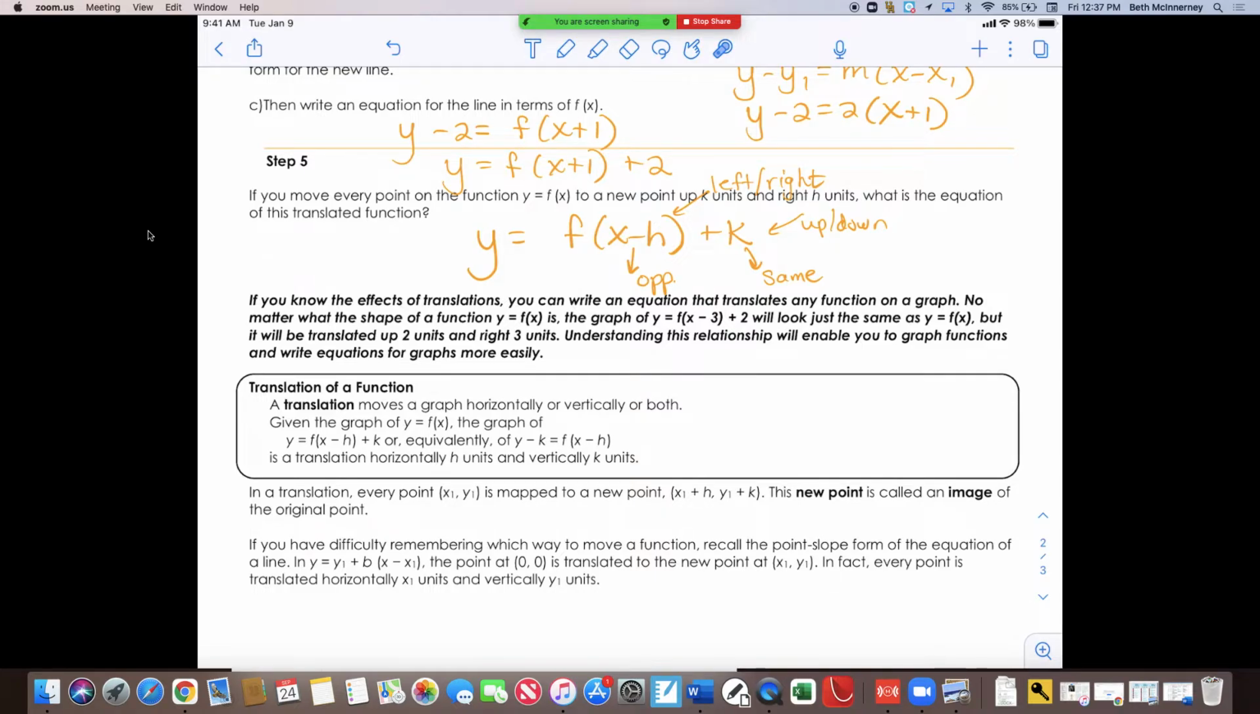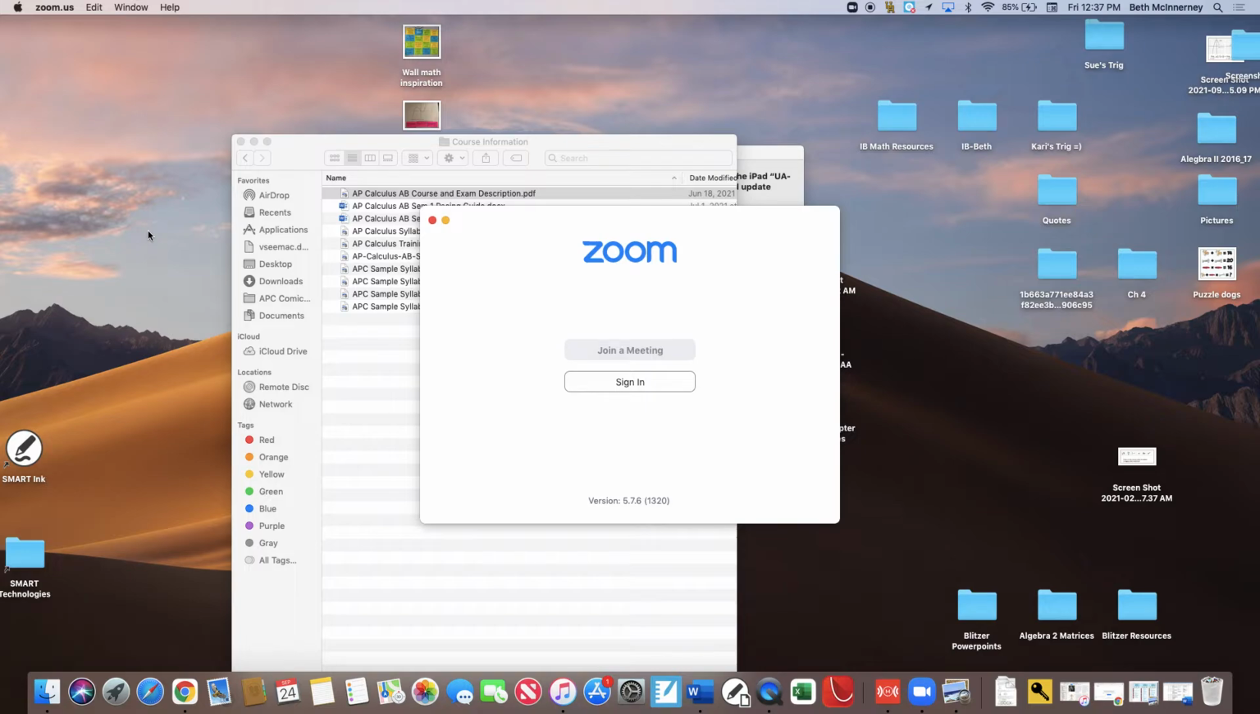So if you know the effects of translations, translations are left, right, up, down shifts, you can write an equation that translates any function on a graph, no matter what the shape of the function. So y equals f of x minus 3 plus 2 will look the exact same. Whoops.